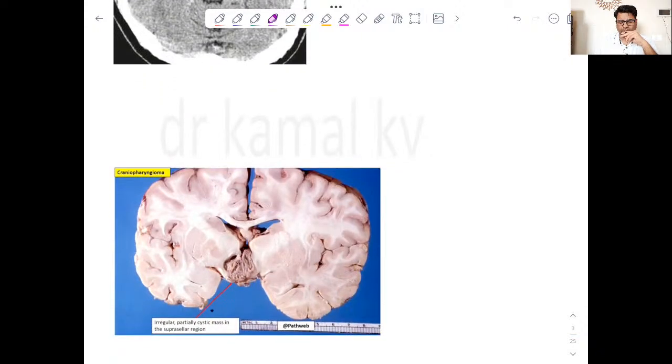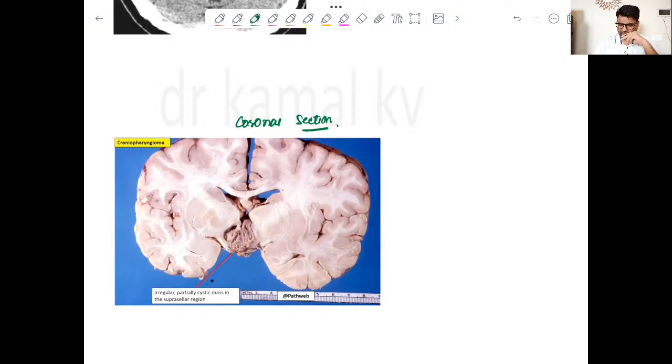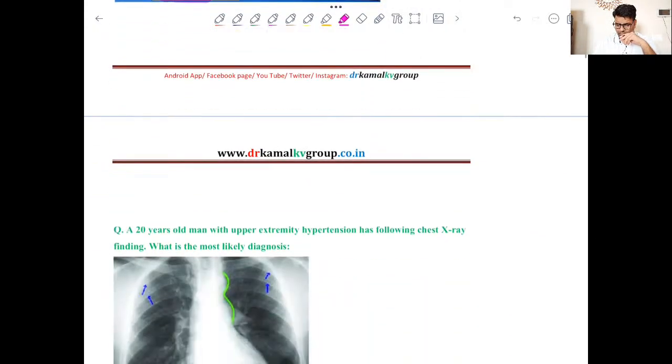So that's quite obvious. Now this is a coronal section. Okay, I have just taken a pathology image. So this is a coronal section, and here we can see the pathology somewhere above the region of sella turcica, and it can have cystic, but more importantly calcified lesions as well, right? So this is suprasellar region, calcification with some patches of cystic lesions, all goes in favor of craniopharyngioma. Okay, let's move on to the next question.